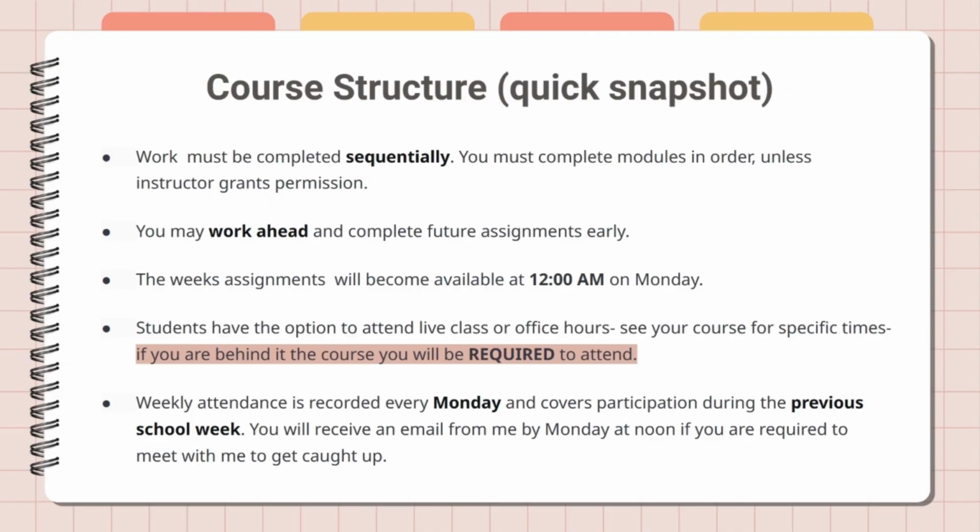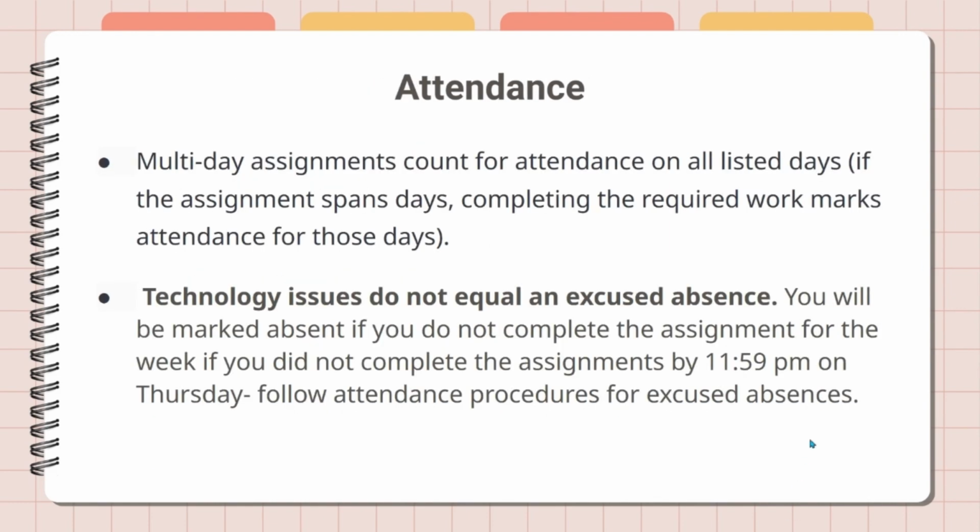Weekly attendance is recorded every Monday. It is for the previous school week. So, for example, this year, the first day of school is Tuesday, so I'll be taking attendance for Tuesday, Wednesday, Thursday, and Friday on Monday. Multi-day assignments count for all the days listed. If it spans that many days and you submit the final product, that covers your days, because those were project work days.